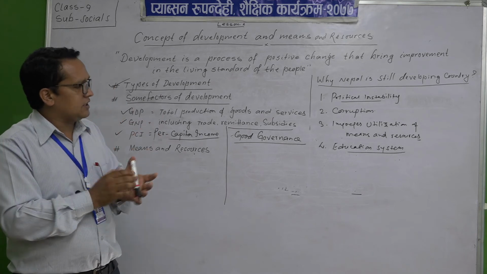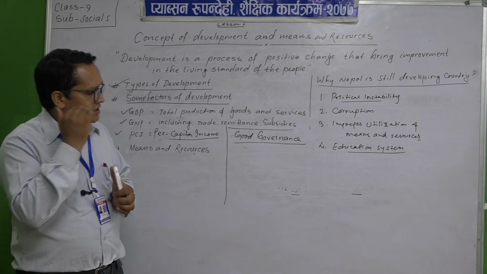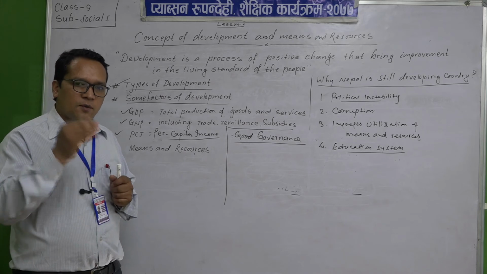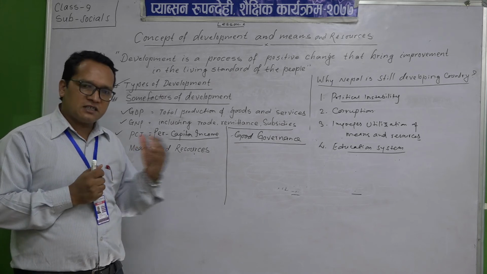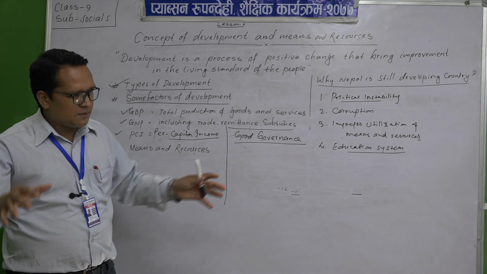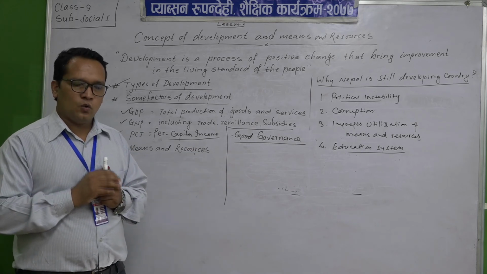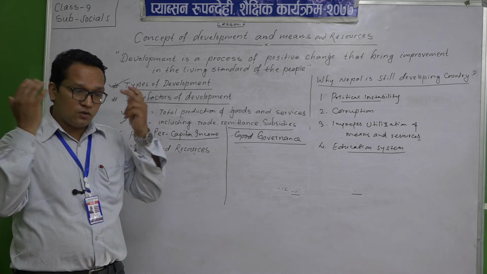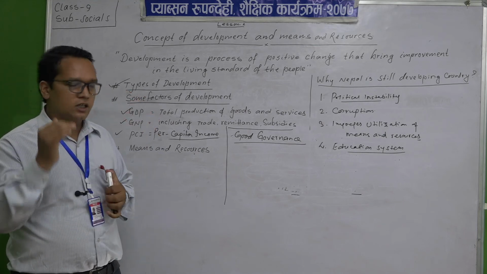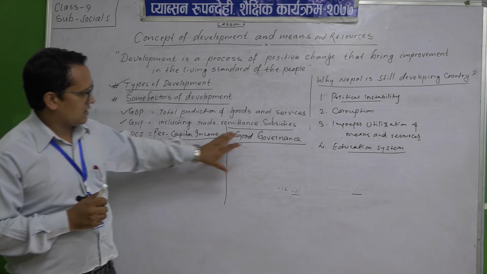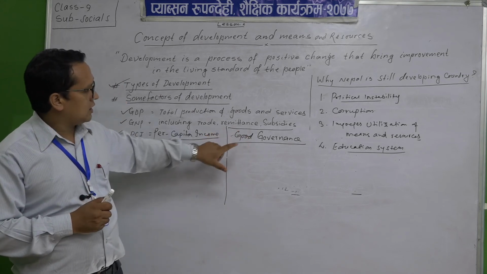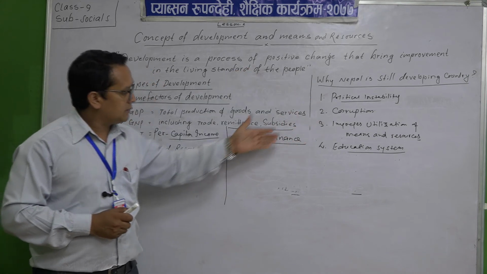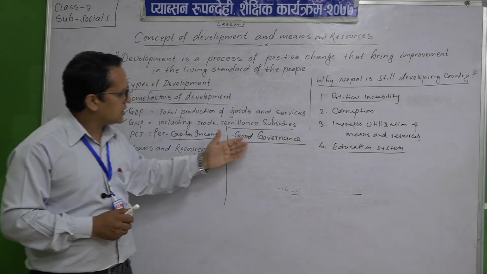Political instability is there, corruption is there, improper utilization of means and resources is there, the education system is lacking, and lack of patriotism and nationalism is there. Because of these various reasons, we have to develop our country by ourselves. We have to keep that feeling in our mind. Only then is development possible. What is required for development means all these same things. If they are in good position, the country can be developed.